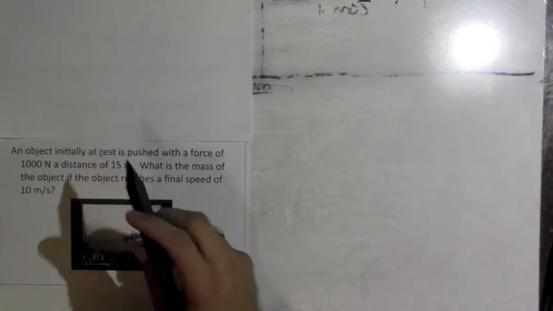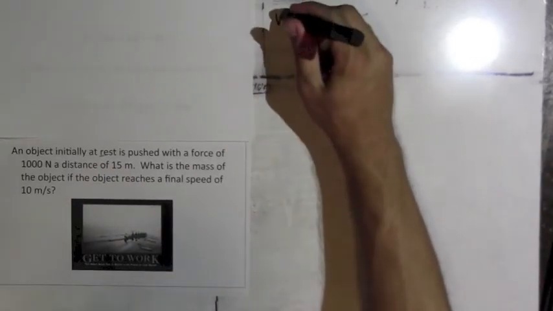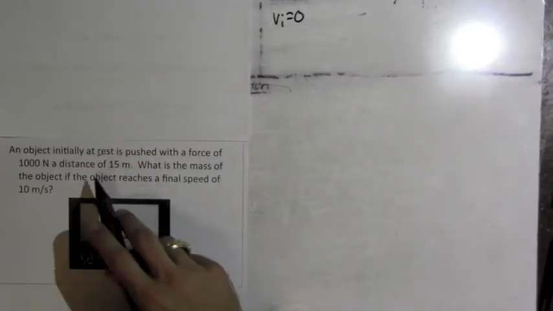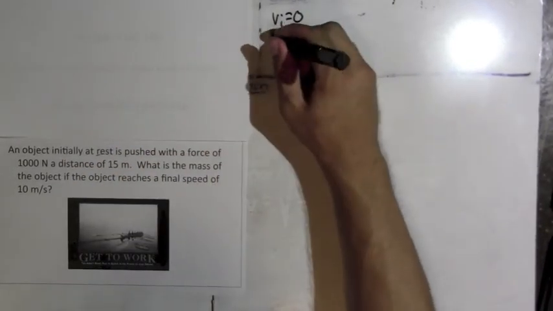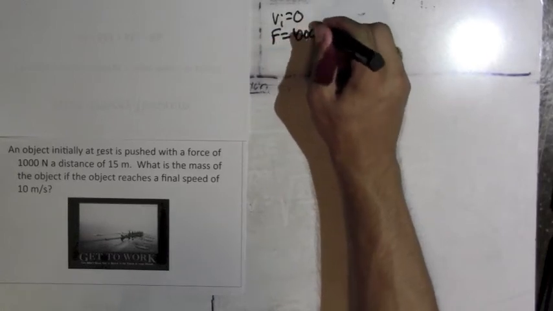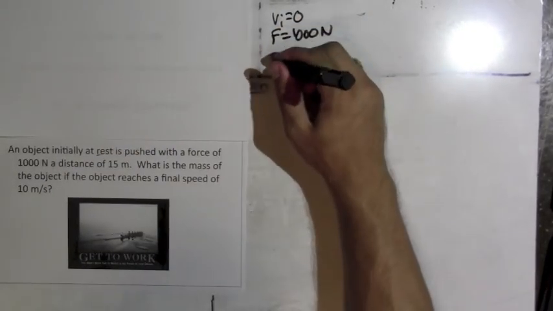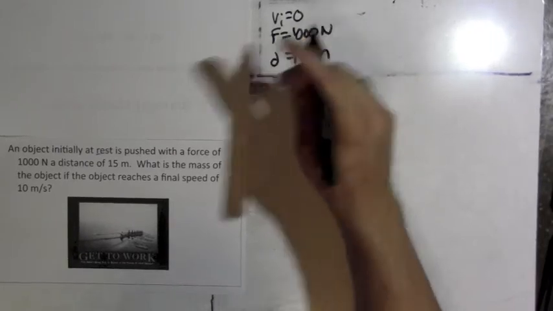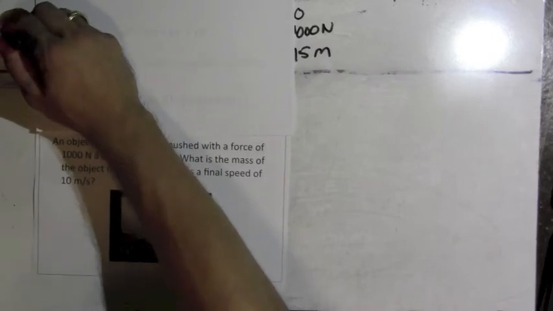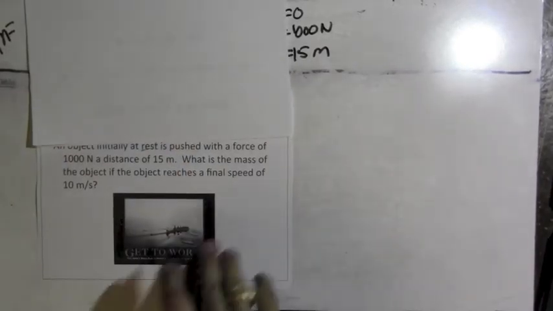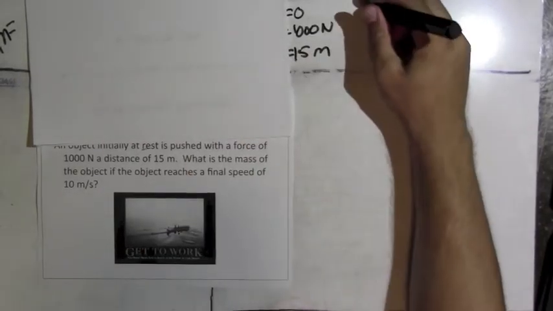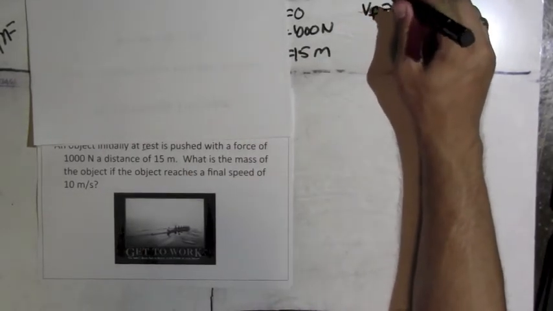Okay, this example gives us a lot of information. So I want to start just by identifying the given information in this question. It says an object is initially at rest. Okay, well that tells me the initial velocity of the object is 0. It says it is pushed with a force of 1,000 newtons, a distance of 15 meters. What is the mass? Okay, so I'm trying to figure out what mass is. And it says the object reaches a final velocity of 10 meters per second.